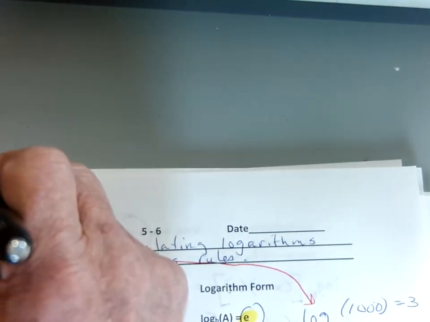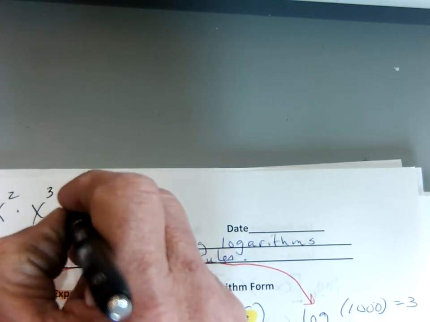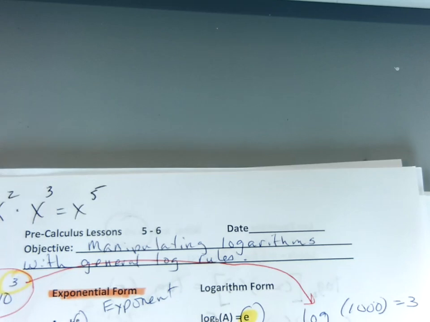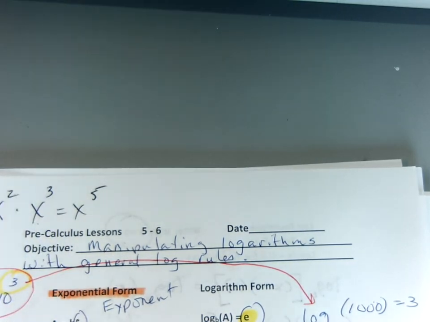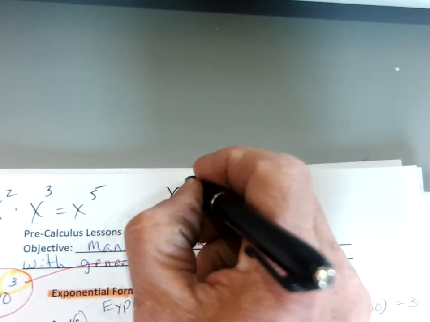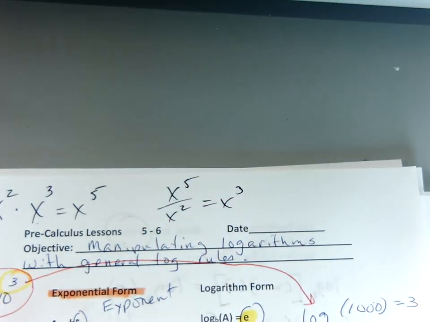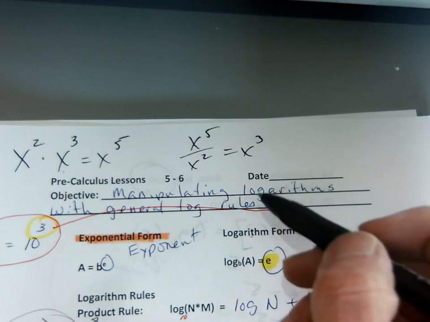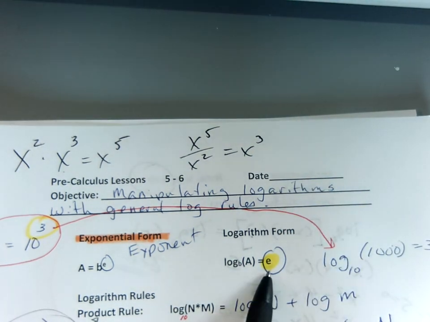I know three things. x squared times x cubed equals x to the 5th. So when I multiply bases, I add exponents. It's true about logarithms because logarithms are exponents, okay? And the same thing, if I have x to the 5th divided by x squared, it's x cubed, because when I divide bases, I subtract the exponents. The same is true of logarithms because they are exponents, okay?